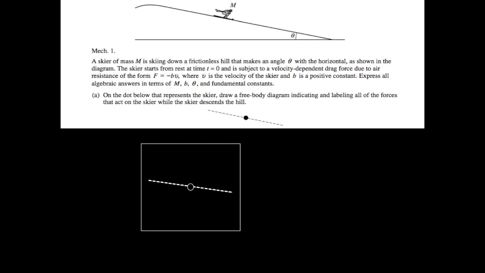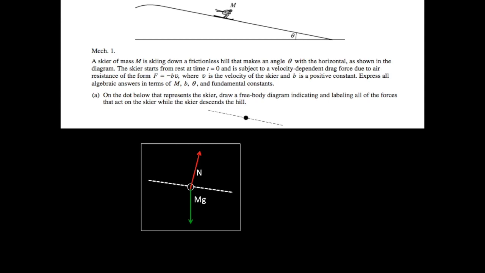So the first part asks to draw a free body diagram of all the forces acting on the skier. Of course, there will be the force of gravity, which will always be pointing downwards towards the surface of the Earth. There will also be a normal force, which will be perpendicular to the surface of the incline. We will use N to represent normal force.